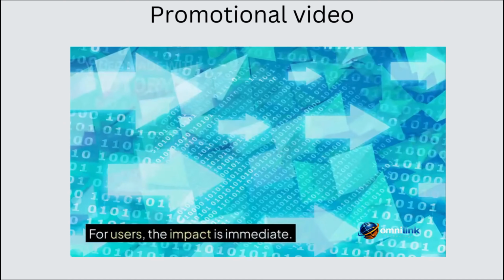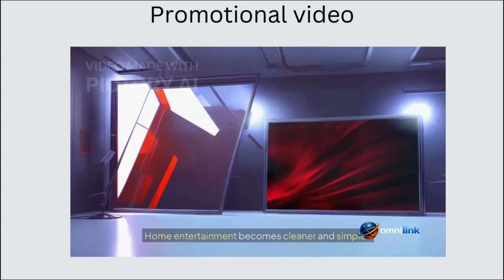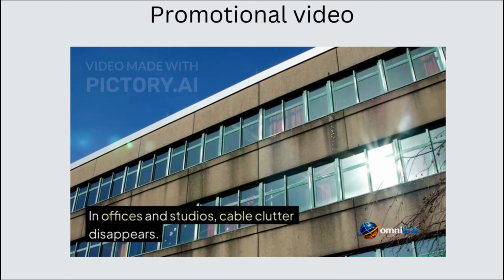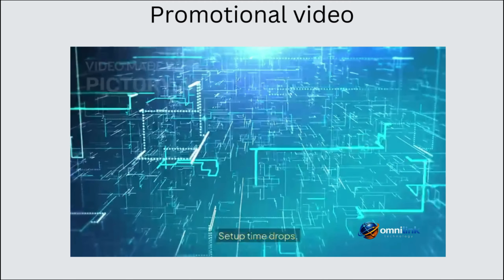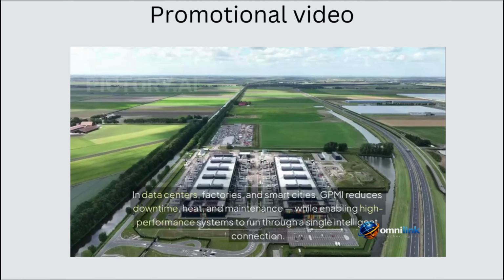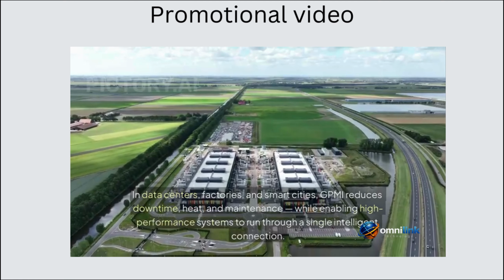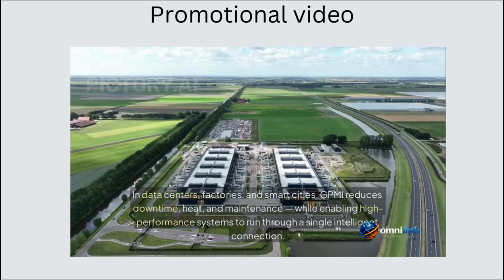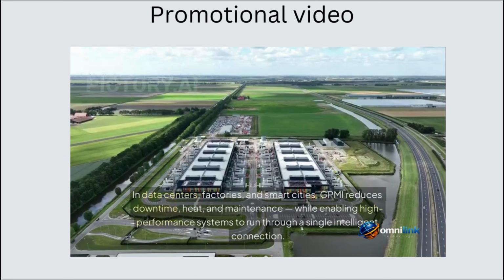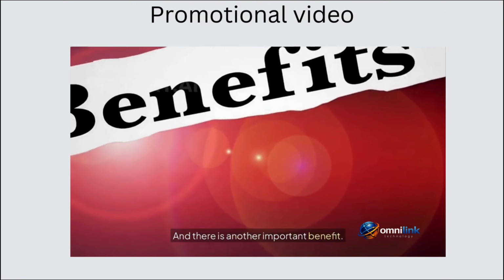For users, the impact is immediate. Home entertainment becomes cleaner and simpler. One cable powers your TV, sends 8K video, connects your sound system, and links your network. In offices and studios, cable clutter disappears. Setup time drops. Reliability increases. In data centers, factories, and smart cities, GPMI reduces downtime, heat, and maintenance, while enabling high-performance systems to run through a single intelligent connection. And there is another important benefit.